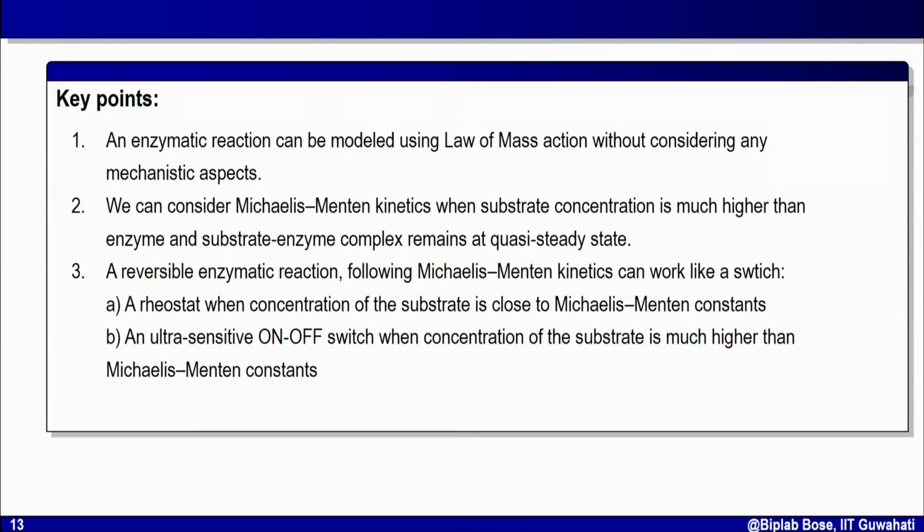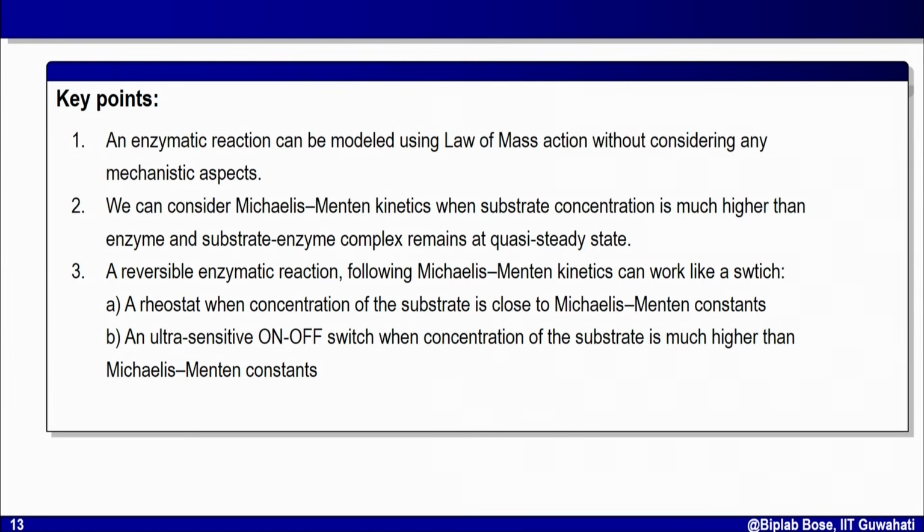So if I jot down, if we don't need to look into the mechanistic aspect or complications in the enzymatic process, I can simply model using the law of mass action for a particular enzyme reaction. But in some cases, I need to consider a complicated system, and I can assume Michaelis-Menten kinetics for those cases where substrate concentration is much higher than the enzyme and the substrate-enzyme complex remains in a quasi-steady state. If these two conditions are met, I can consider Michaelis-Menten kinetics, otherwise I cannot.